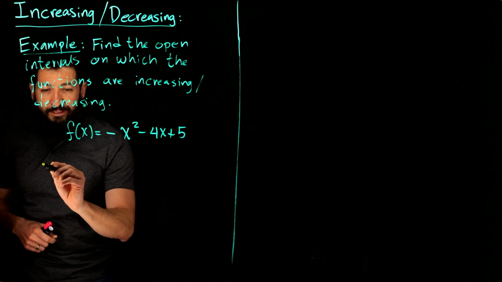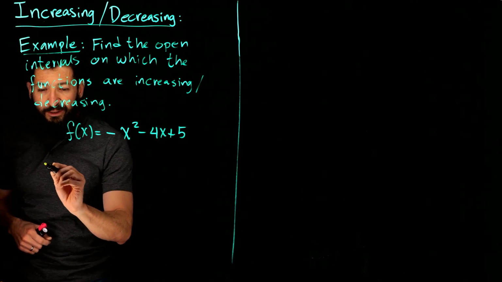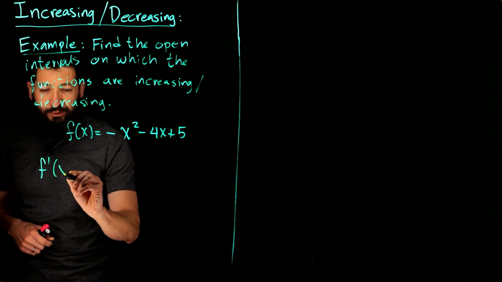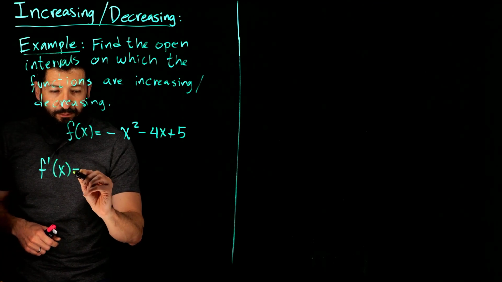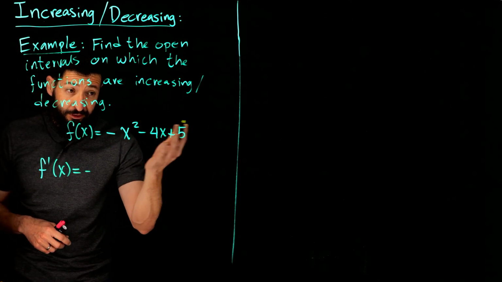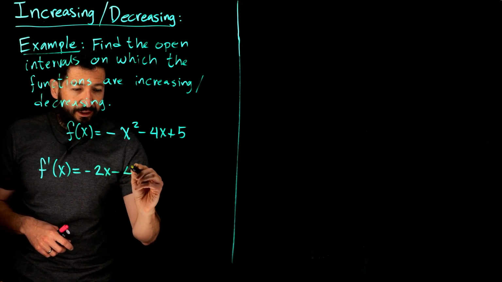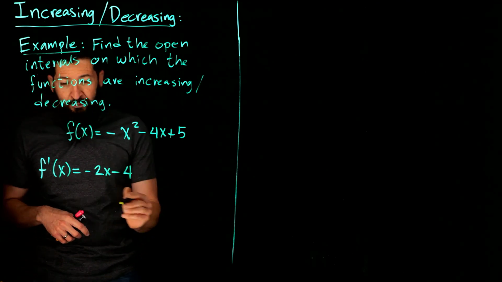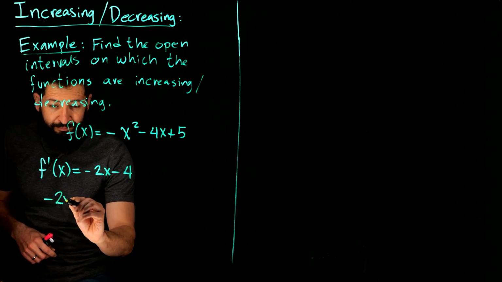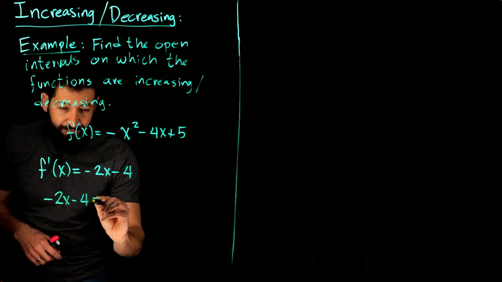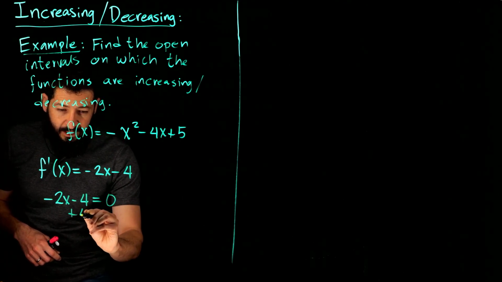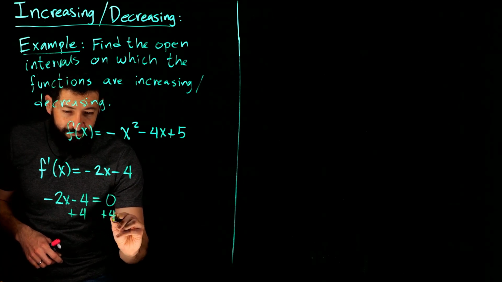So let's first find the critical numbers. Our first step is to find critical numbers. So we're going to set the derivative equal to 0. In this case, just 0 because it's a polynomial. So the derivative is negative 2x minus 4. So we set it equal to 0. Add 4 on both sides.